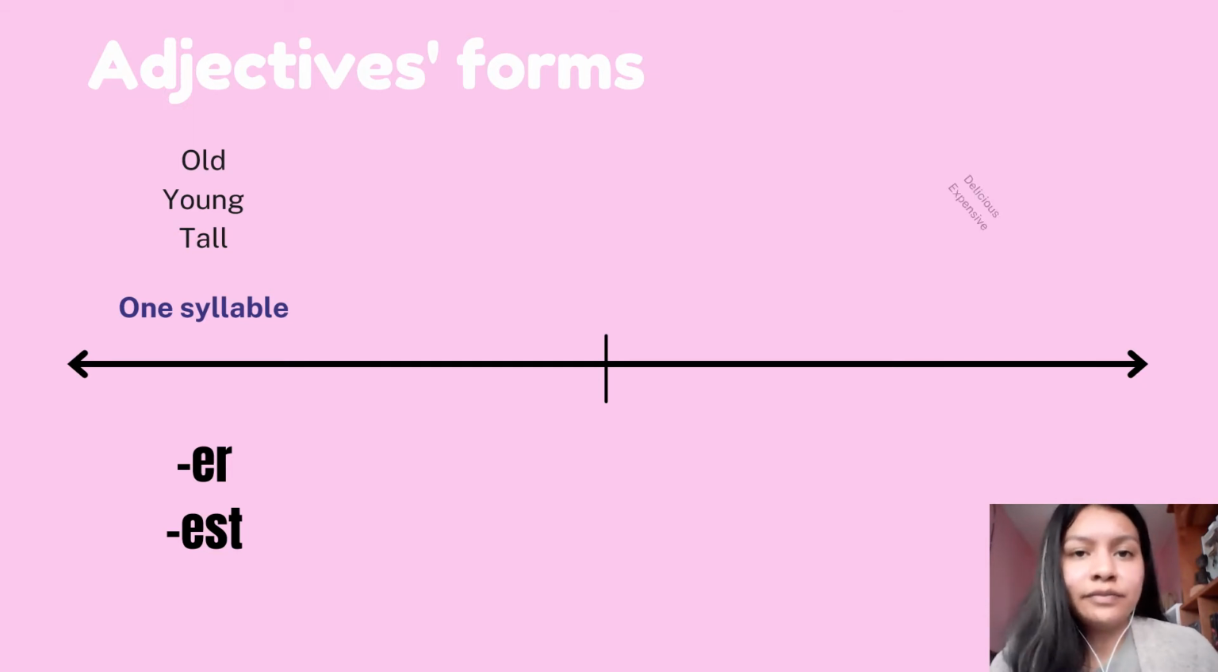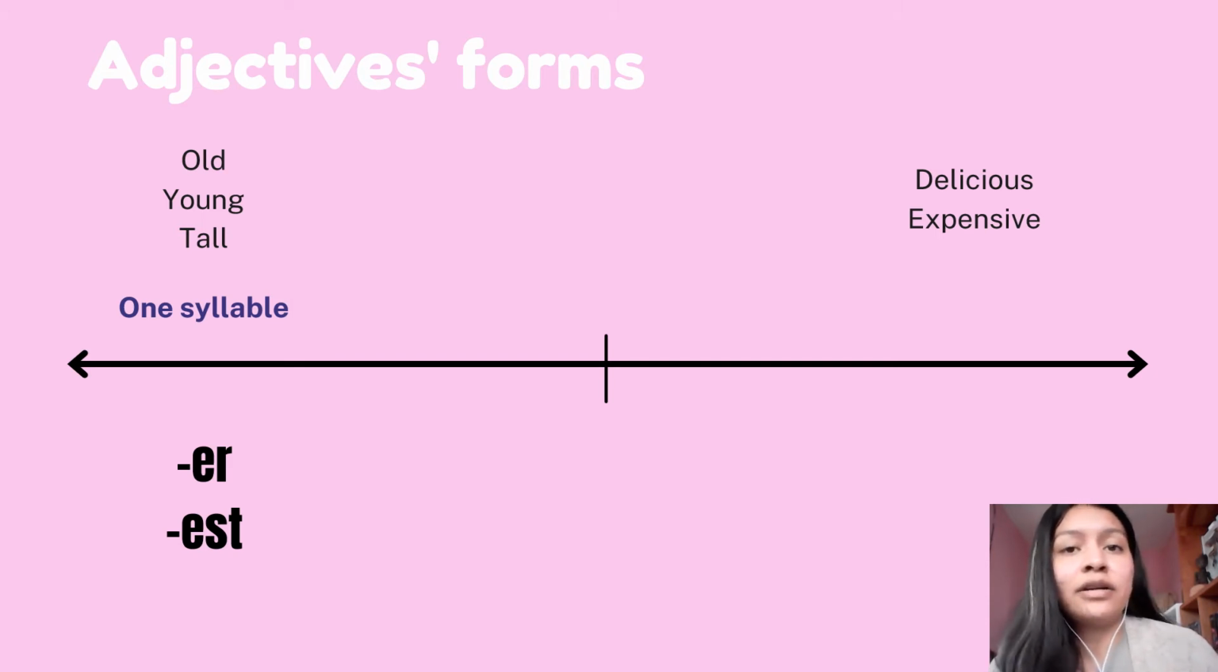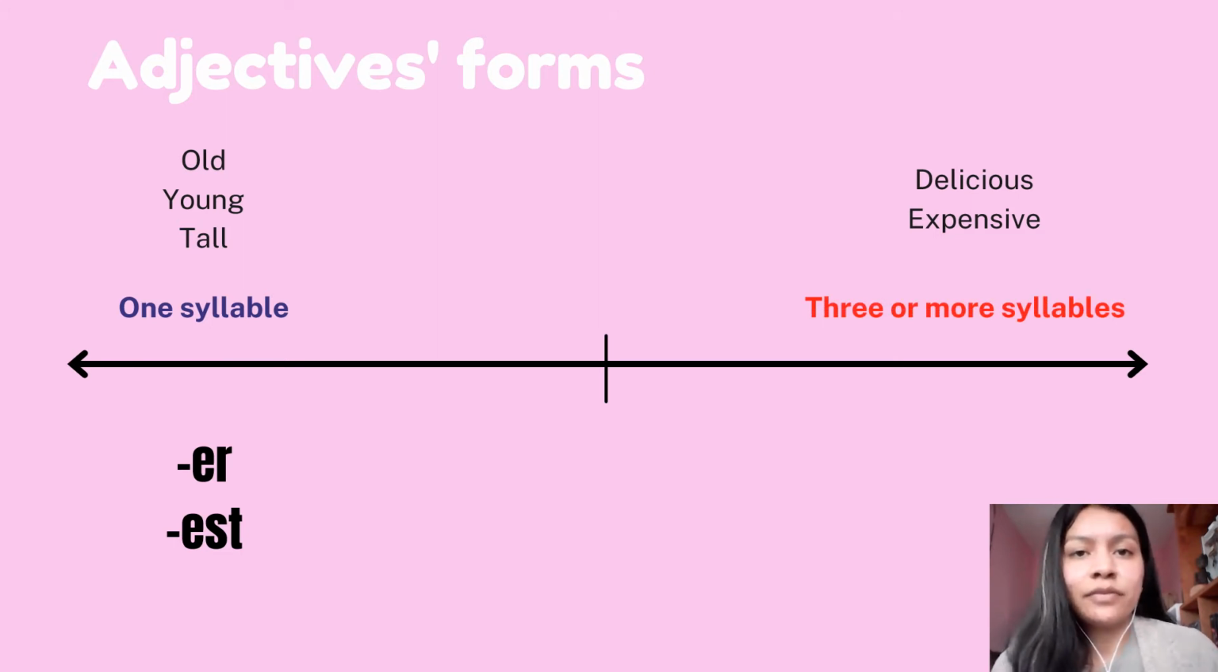There are also these other adjectives, which were also used in previous sentences, and these adjectives are called three or more syllables adjectives. For them, we use more when talking about comparatives, when we compare, and most when we are using superlative adjectives.